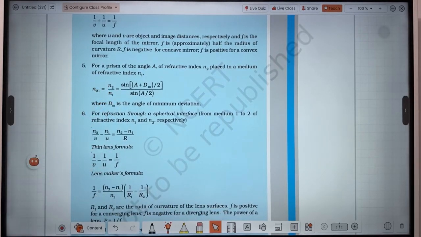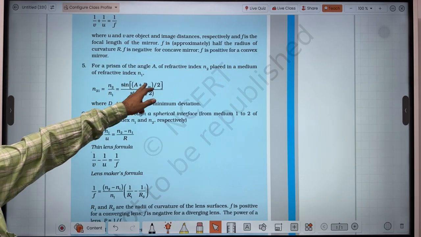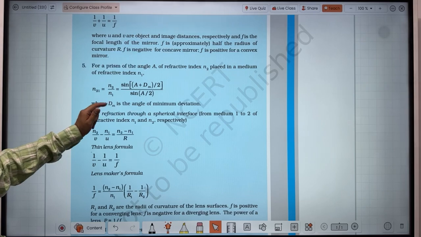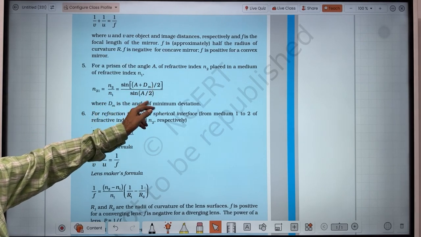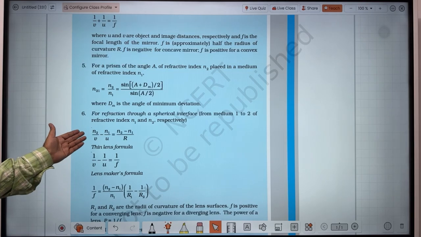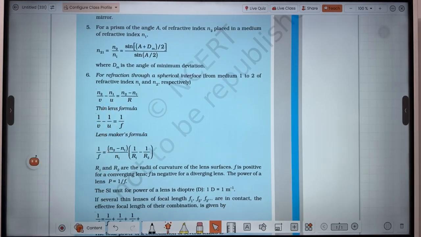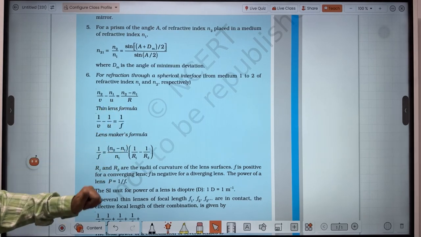relation for the prism. If its refracting angle is A, and minimum deviation is delta m, then the refractive index of the prism will be given by sin of (A plus delta m) divided by 2, whole divided by sin of A by 2. And then we have studied refraction at spherical surfaces like n2 upon v minus n1 upon u equals (n2 minus n1) upon R.